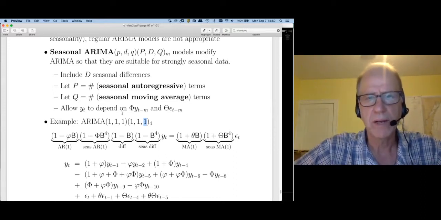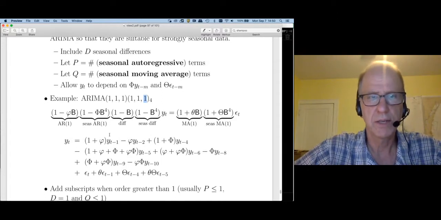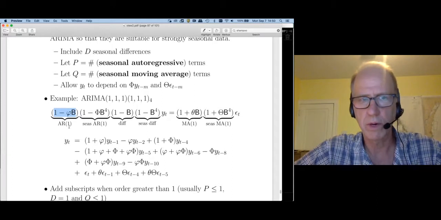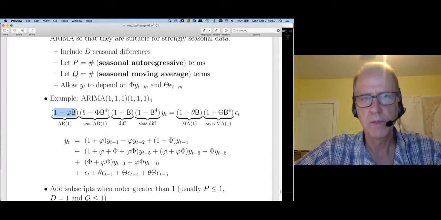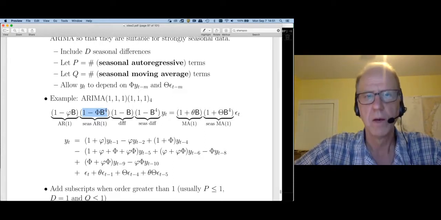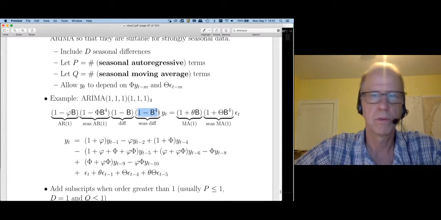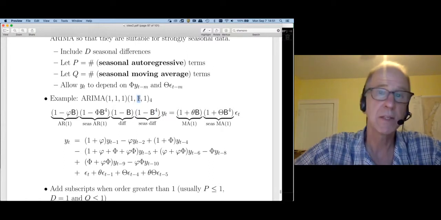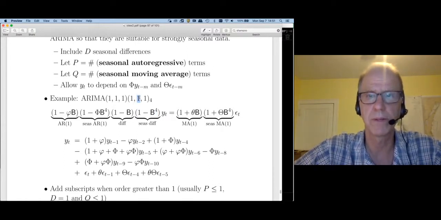Perhaps the easiest way to write this is in differenced notation. This specifies that we want an autoregressive term of order 1. This term says go back 4 periods to give us a seasonal autoregressive term. We want a difference, so that difference is because of that 1 right there. We also want seasonal differences, so take the current y minus what happened 4 periods ago. That's indicated by this 1 right here.